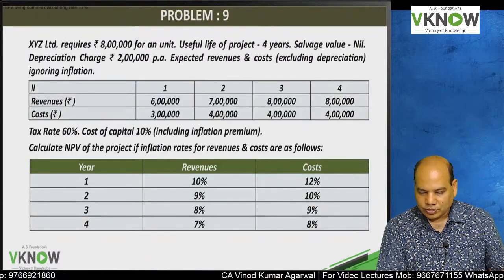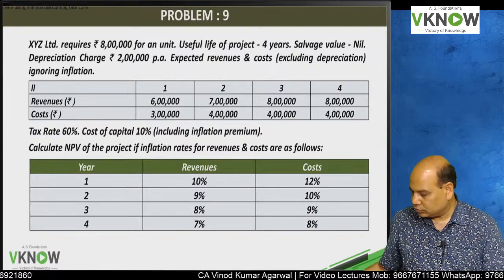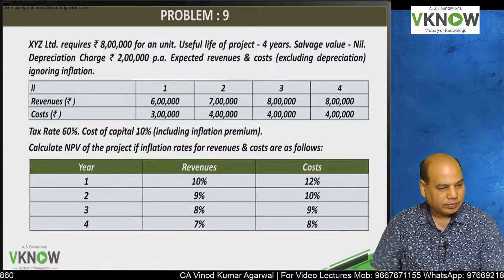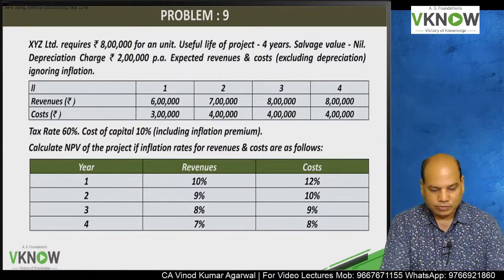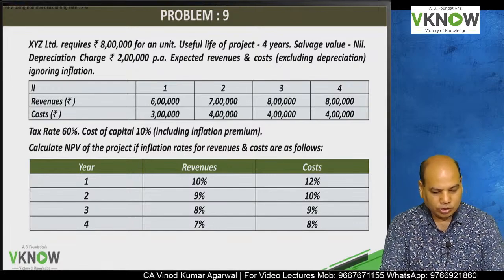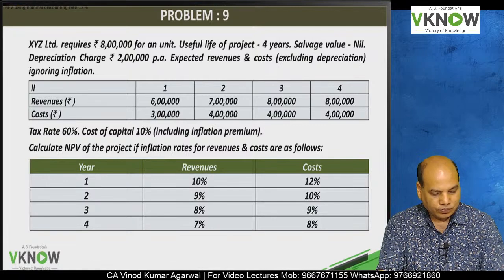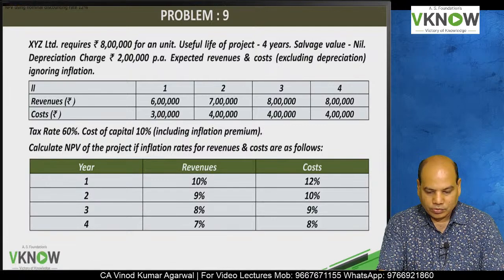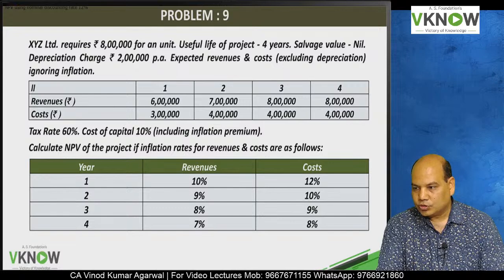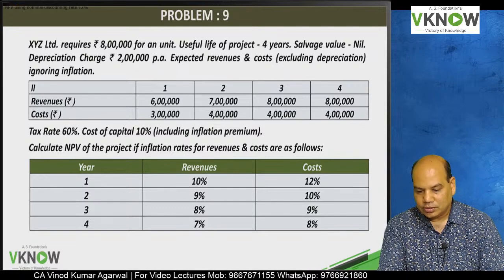Okay. Come to question number 9. One more question for the day. Question number 9. We will solve in the notebook. XYZ requires rupees 8 lakh for a unit. Useful life of the project is 4 years. Salvage value is nil. Depreciation is 2 lakh.